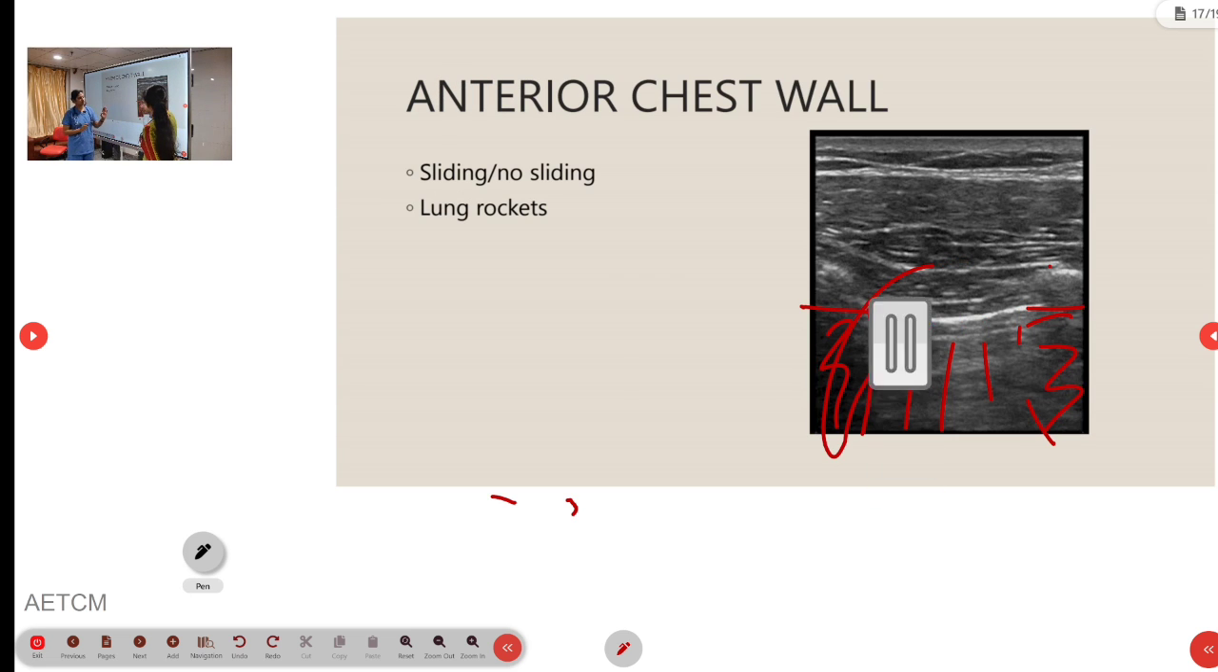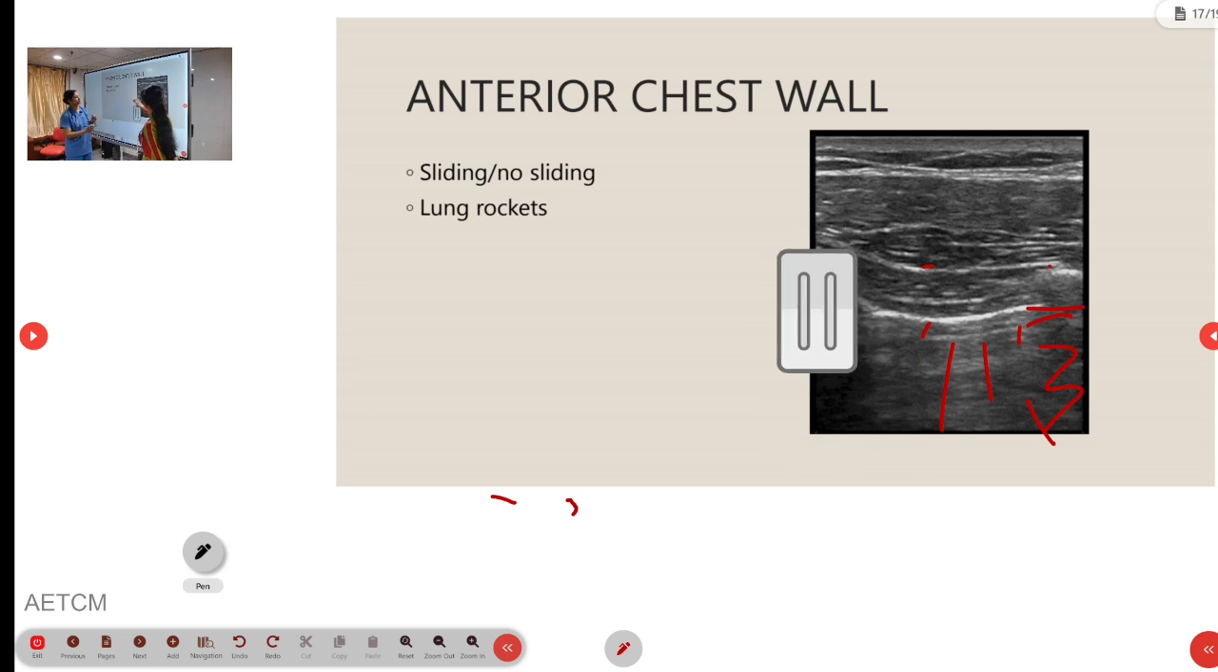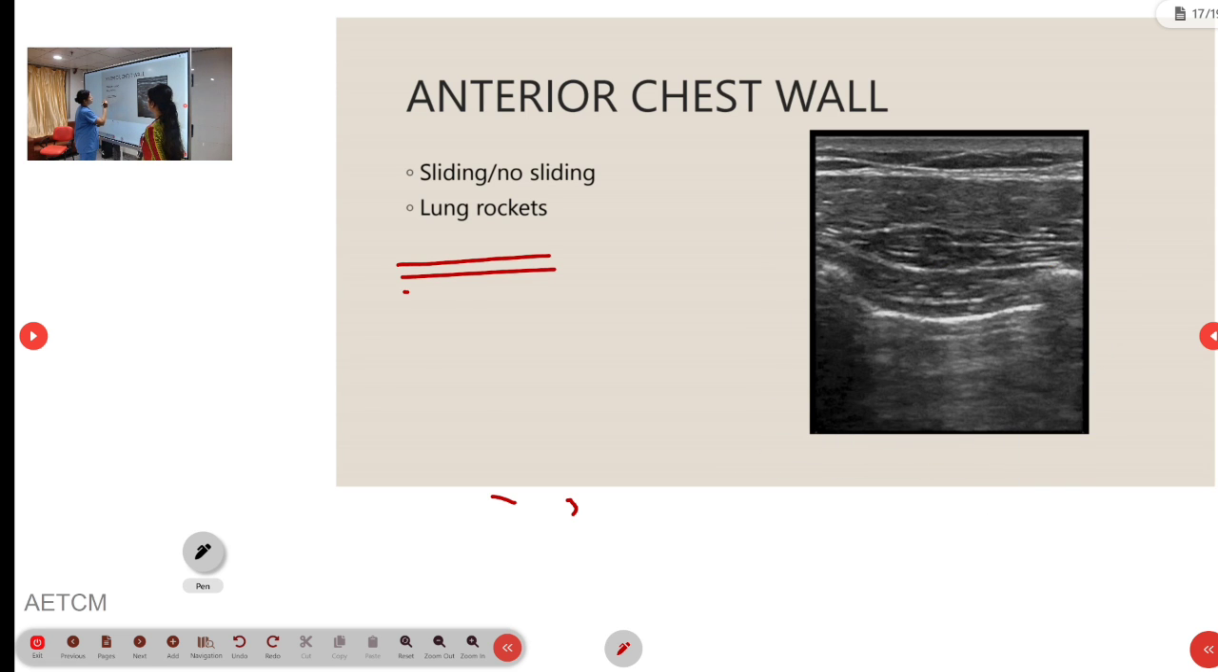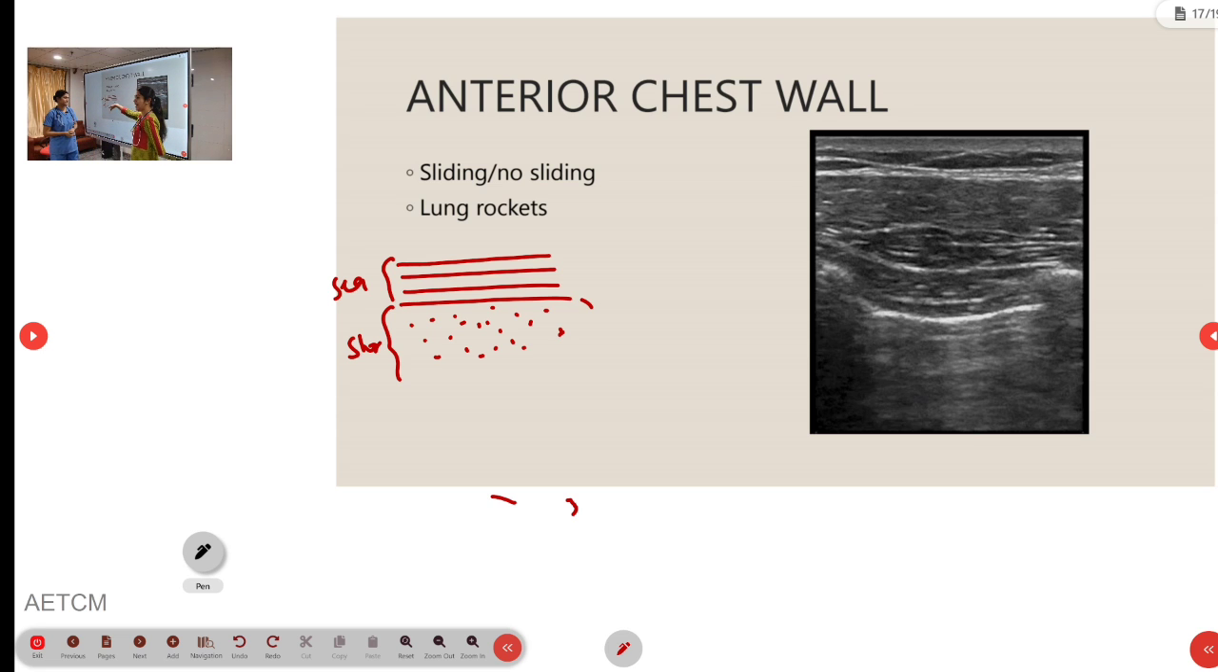There will be lung movements. In a normal lung there will be the seashore sign. This is a normal lung moving area. This is the shore, and this is the sea. Since the lung is moving, it will be shown as grains, as we see on a television. So this is the shore and that is the sea.